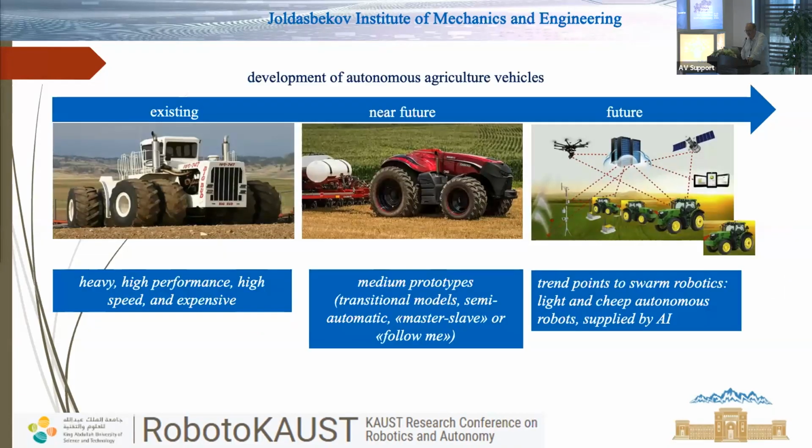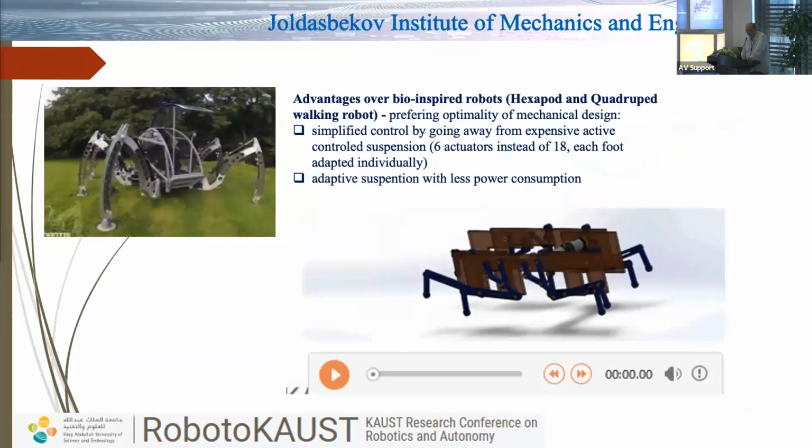And what about agricultural vehicles? You know that existing agricultural vehicles have high performance and work at high speed, but they are very expensive and heavy and cause very huge damage to soil. And the trend points to swarm robotics, light and cheap autonomous robots supplied with AI.